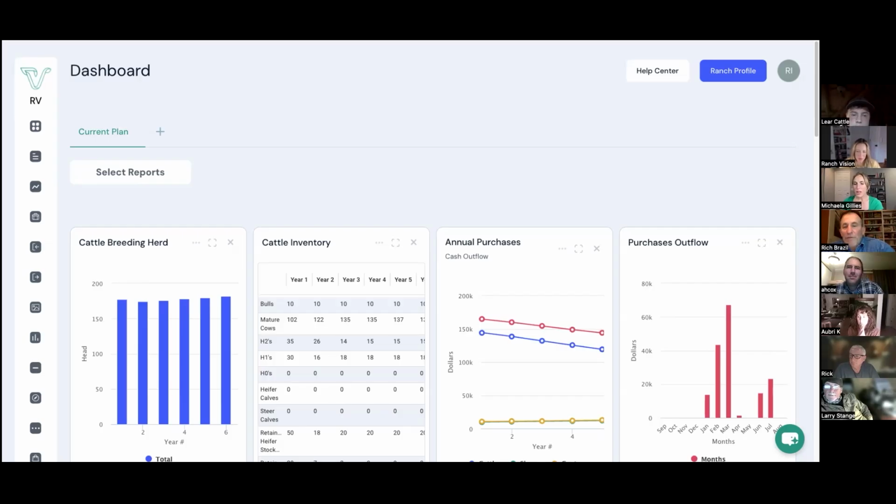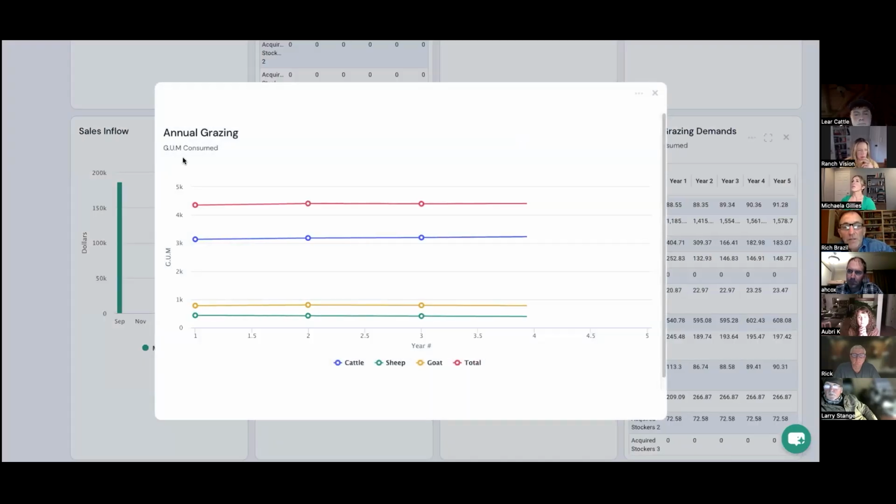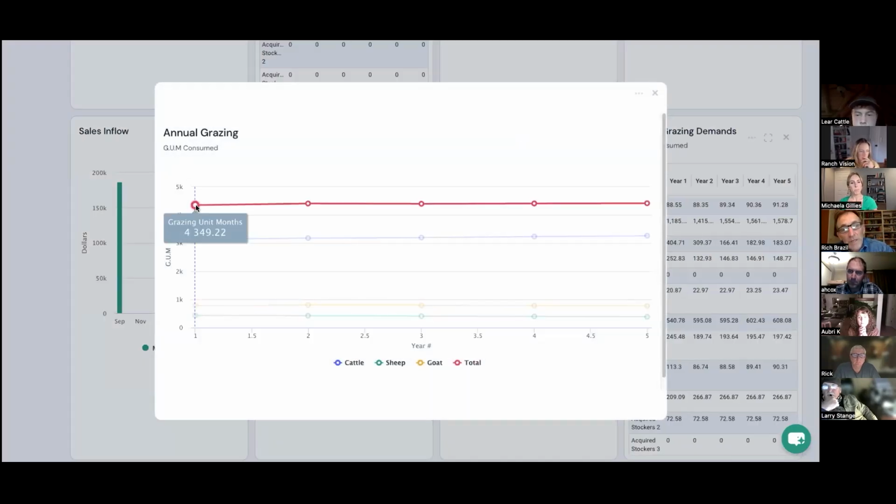What else do we have? Do we have any other questions in the chat? Aubrey had another question. She asked if she could do a scenario on leasing a new section, increase the cost by $8,000 for the lease, and then add the additional cost for animals to stock it, and look at leasing versus purchasing. So why don't we look at the grazing demands report first, because you're considering a new lease. This is telling you what you're currently grazing.